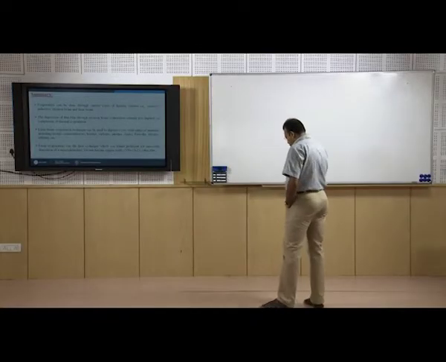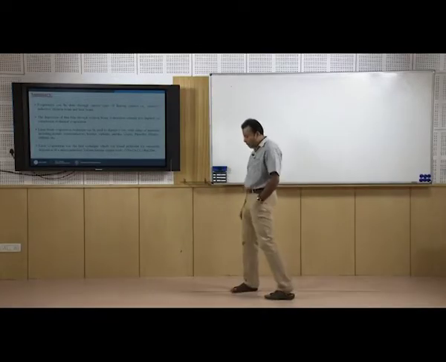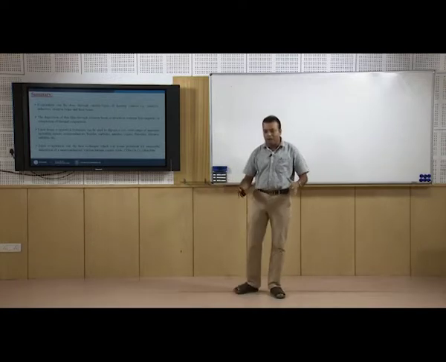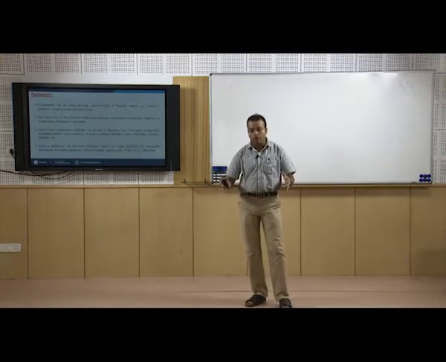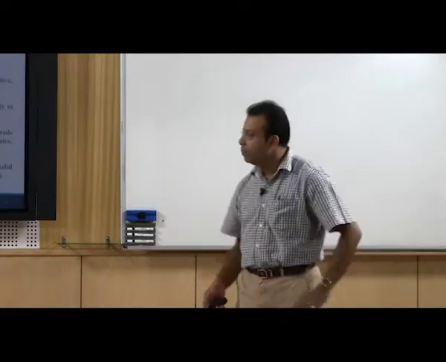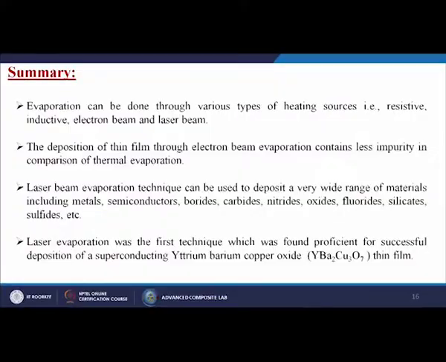So now we have come to the last slide of this lecture, where we summarize whatever I have discussed till now. Evaporation can be done through various types of heating source like resistive, inductive, electron beam and laser beam. Already we have discussed all these four in detail. The deposition of thin films through electron beam evaporation contains less impurity in comparison to thermal evaporation.